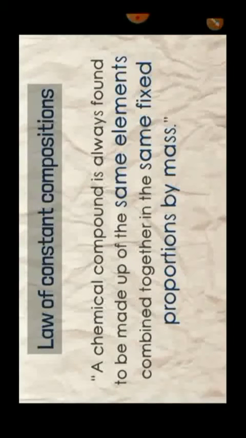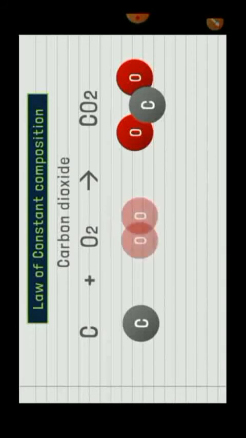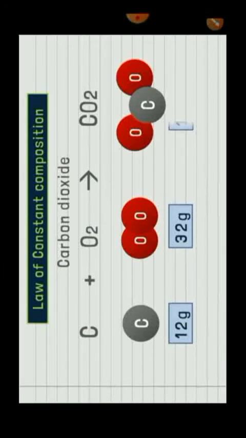Now, the law of constant composition. According to this, a chemical compound is always found to be made up of the same elements combined together in the same fixed proportions by mass. Suppose we take the example of CO2: C plus O2 gives CO2. So 12 gram of carbon combines with 32 gram of oxygen and forms CO2, where a 12 to 32 ratio is present, 12 for carbon and 32 for oxygen. This is the 3 to 8 ratio.